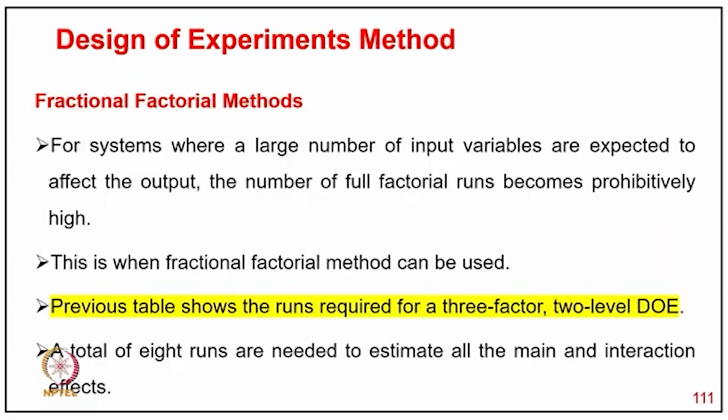So, coming to the fractional factorial method. For systems where a large number of input variables are expected to affect the output, the number of full factorial runs becomes prohibitively high. So, this is when the fractional factorial method can be used. The previous table shows the runs required for a 3-factor 2-level DOE. A total of 8 runs are needed to estimate all the main and interaction effects.